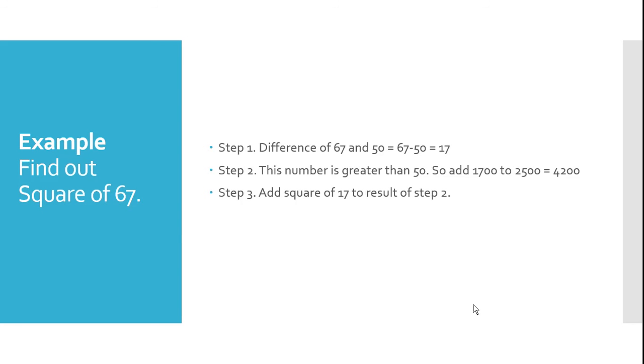Now add the square of 17. 17 is the number from the first step. Add the square of that number to the result of step 2, that is 4200. The square of 17 is 289. How do I know? Because I have memorized that. As I told you, you need to memorize up till 25 to use this method efficiently. So I add 289 to 4200. So my result is 4489.